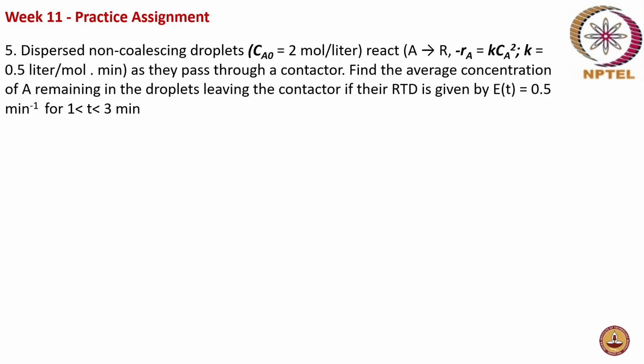They have also given the value of K, which is equal to 0.5 liter per mole minute. And they have also given the RTD function for this reactor, where E of t is 0.5 minute inverse for time between 1 and 3 minutes. They have asked us to find the average concentration of A remaining in the droplets leaving the contactor.